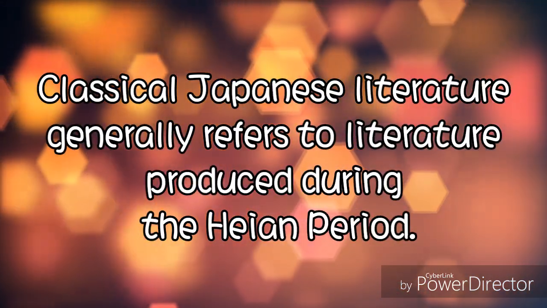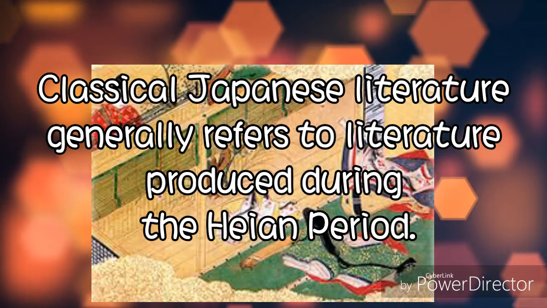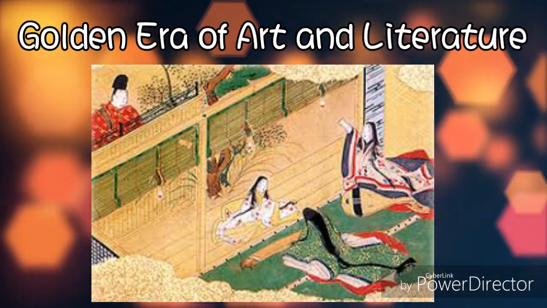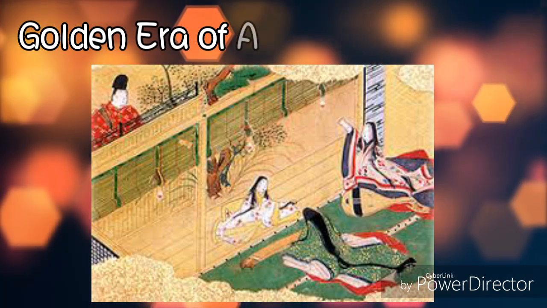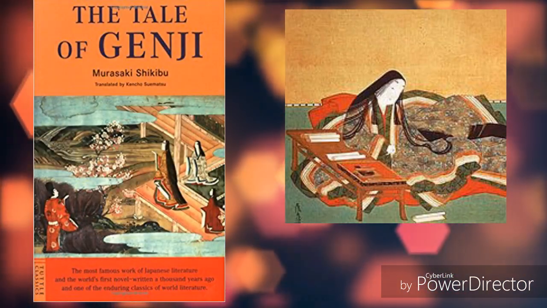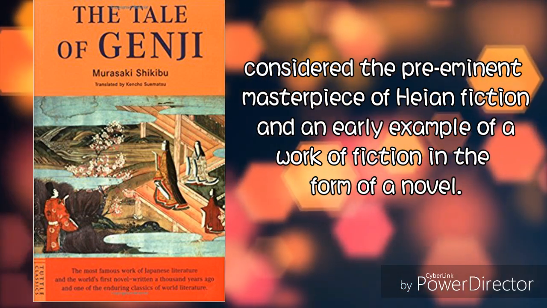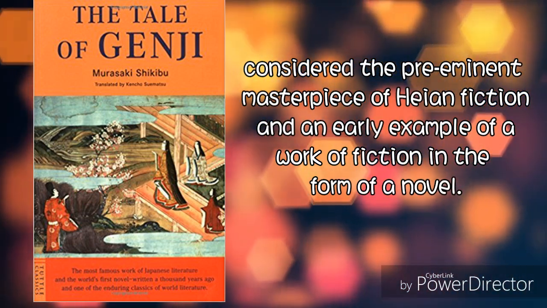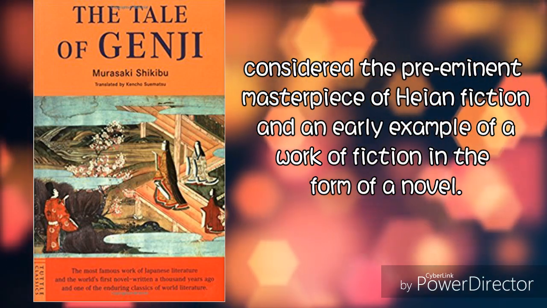Classical Japanese literature refers to literature produced during the Heian period. The Heian period is considered the golden era of art and literature. The Tale of Genji by Murasaki Shikibu is considered the preeminent masterpiece of Heian fiction and an early example of a work of fiction in the form of a novel.